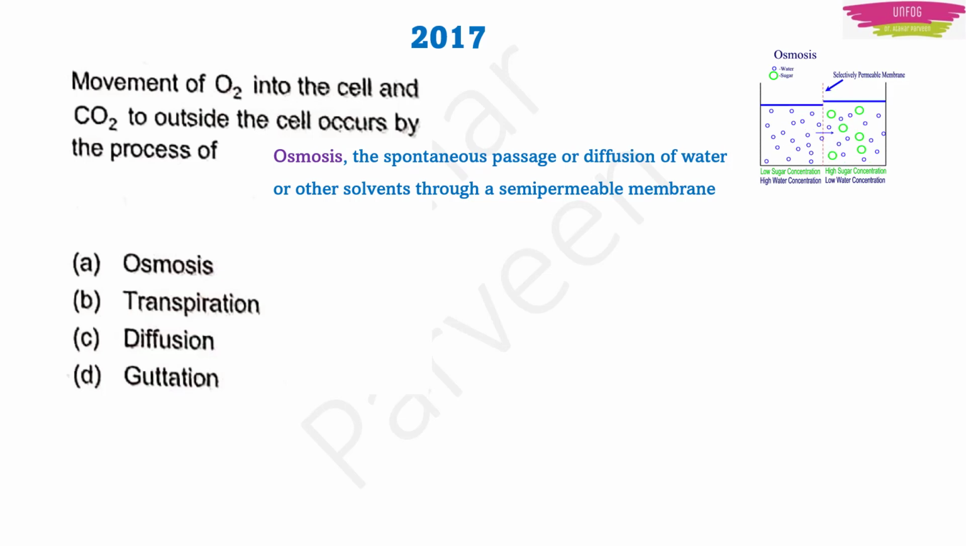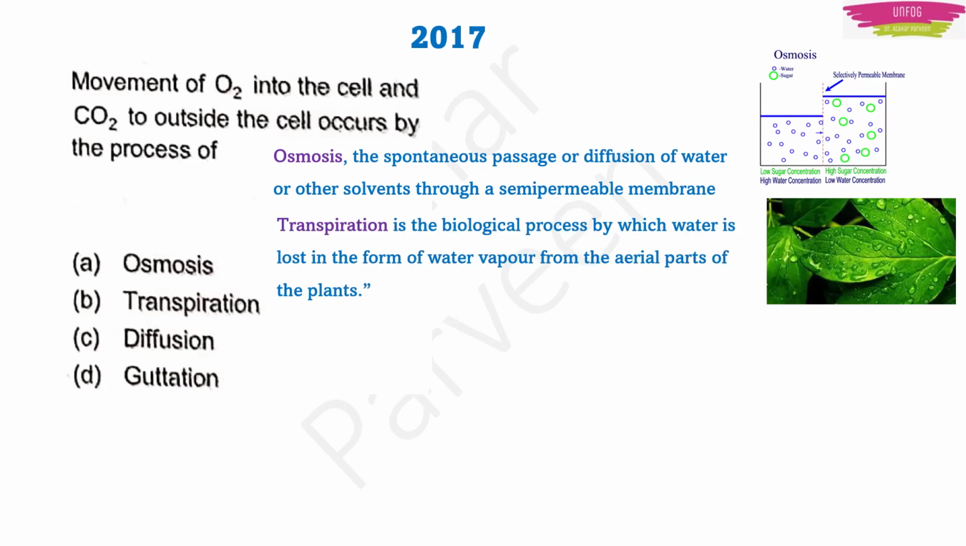One more example which I can give for osmosis is grapes. The water will diffuse from one part to the other part through one membrane which is semi-permeable. So this is known as osmosis. I have kept a picture of a leaf here. This is the best example of transpiration. You can see the water vapors on this leaf. This is known as transpiration.